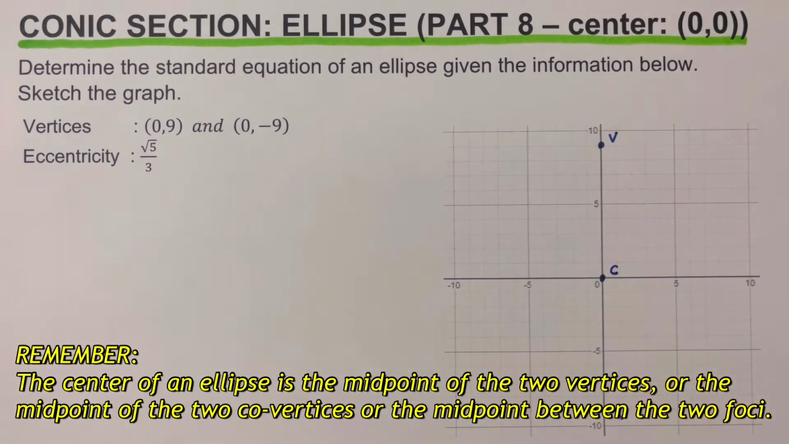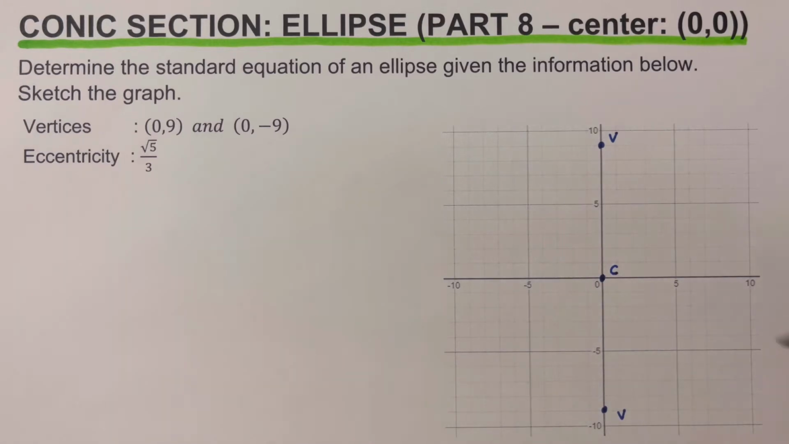That's the center. And we also remember that this type of ellipse, since our vertices are located vertically from each other, is an example of a vertical ellipse. So I'm going to go ahead and write that information up here.